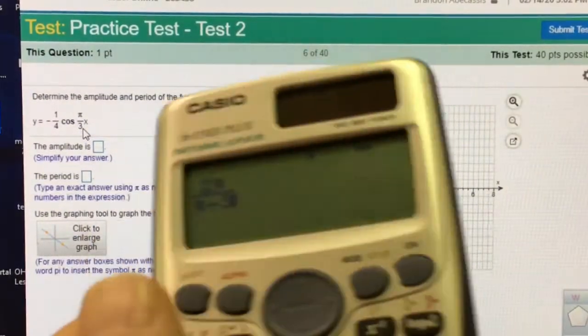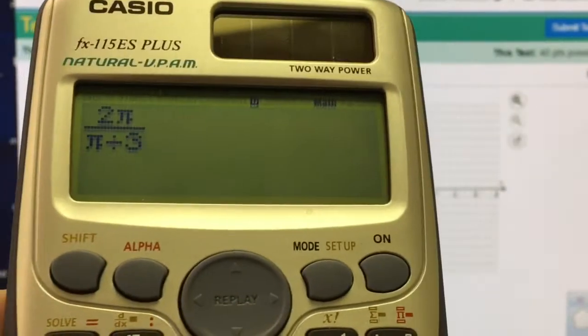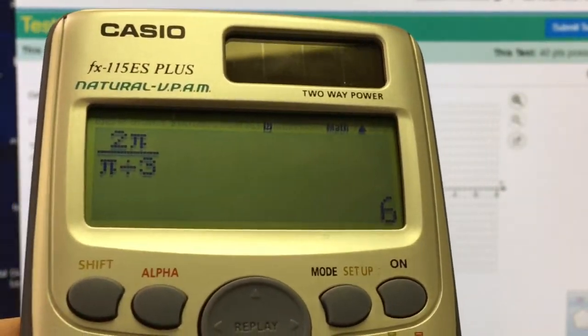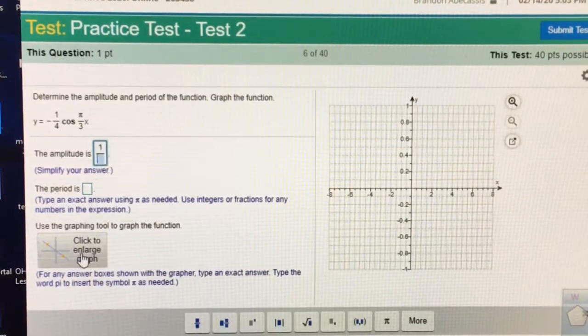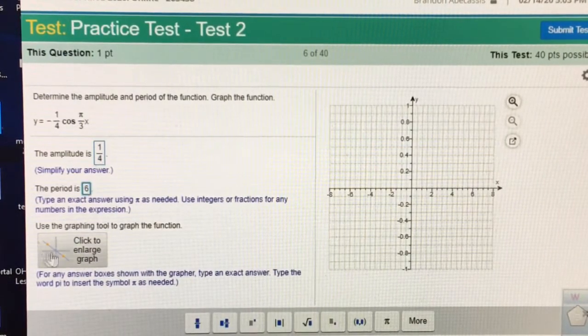And that's what the calculator key-in looks like. And all you do is hit equals, and it cranks it out for you. So my period is actually 6. It's pretty simple in the calculator. So my amplitude is 1/4. My period is 6. I'm going to graph it.